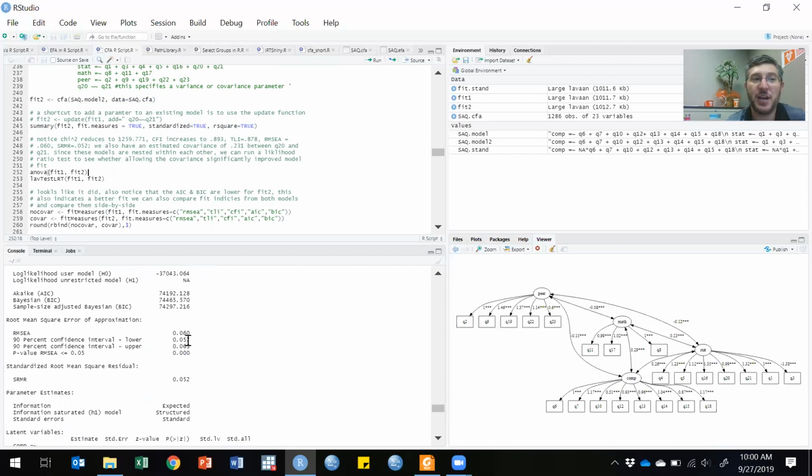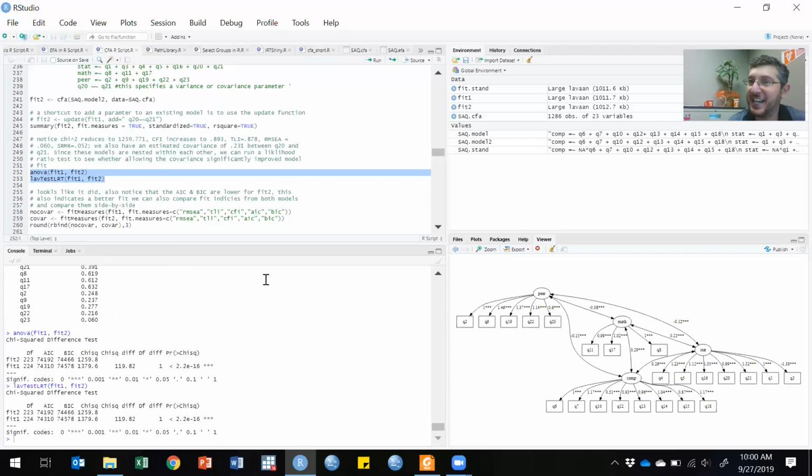Our previous model has fewer parameter estimates than this model. We can do a likelihood ratio test to compare the model fit between them. You'll see a lot of documentation online using the ANOVA command. As I was writing this, it looks like lavaan had an update and they have this new LAV test, likelihood ratio test. They both do the same thing. The LAV test, LRT, has a few additional options in there that you can use. But notice they give you the exact same result.